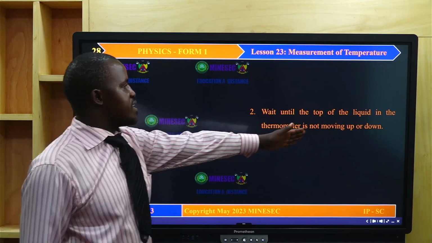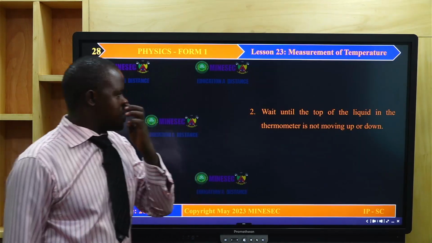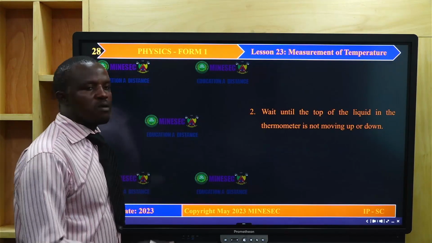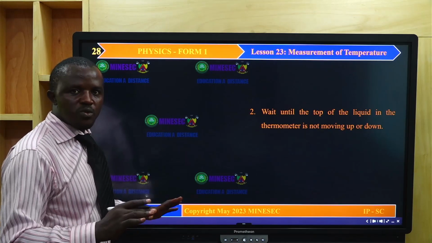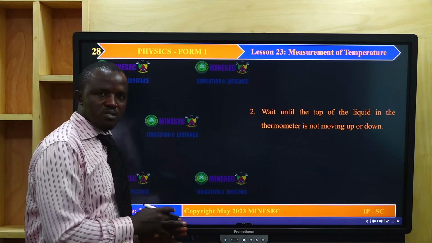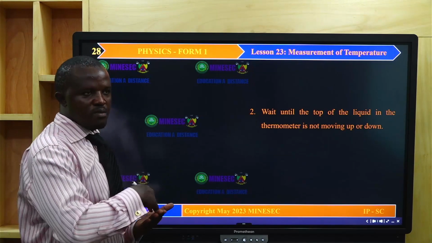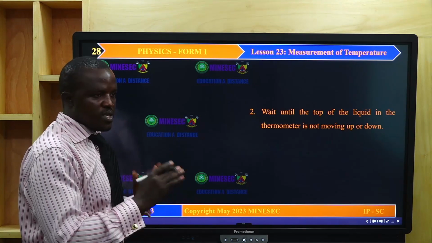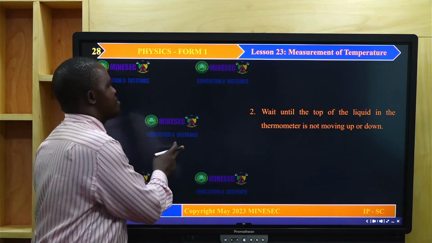Wait until the top of the liquid in the thermometer is not moving up or down. Wait until it's stable, and then you can take your reading. So place it in contact, watch the liquid level either rise or fall until it is stable. Then you can take your reading.